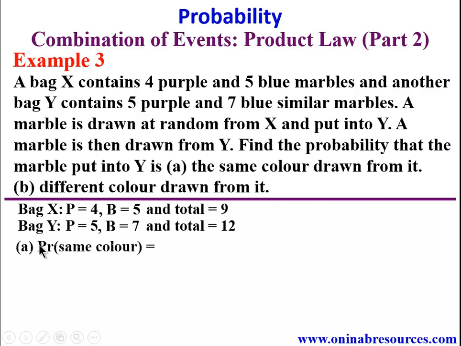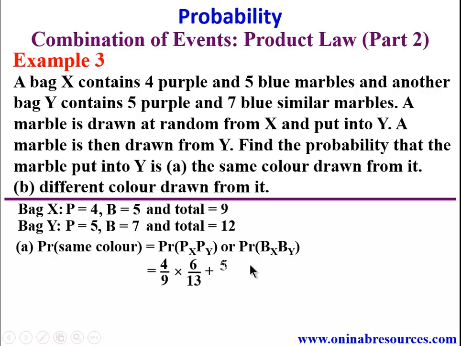So the probability of picking the same color is going to be purple from X, then purple from Y, or blue from X and blue from Y, since the same color will be purple, purple, blue, blue. Now the probability of picking purple from X will be 4 over 9 times, if purple is picked from X, it will be added to the purple here, so that the probability of picking purple from Y now will be 6 over 13, because it is going to be 6 plus 7 at this point. That will give us 6 over 13, plus probability of picking blue from X.